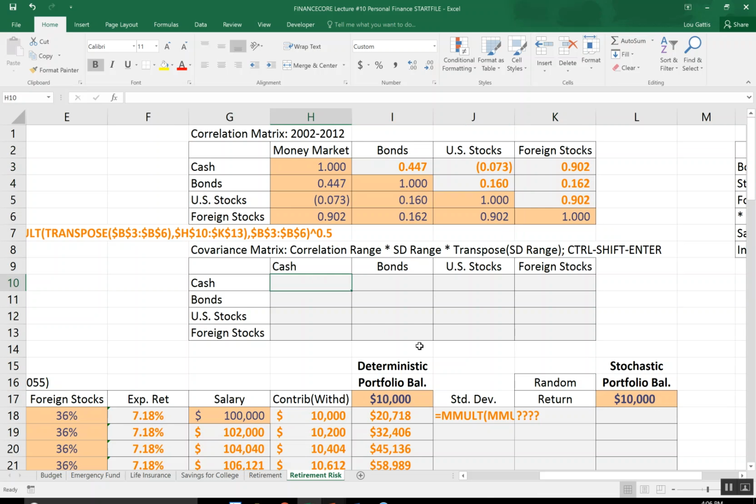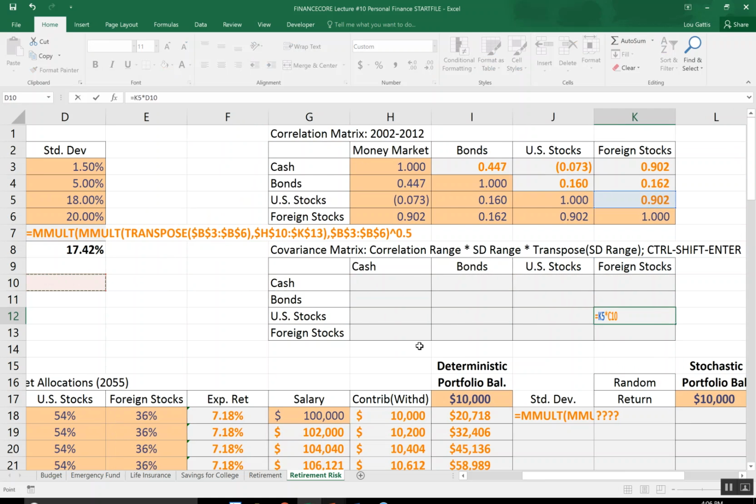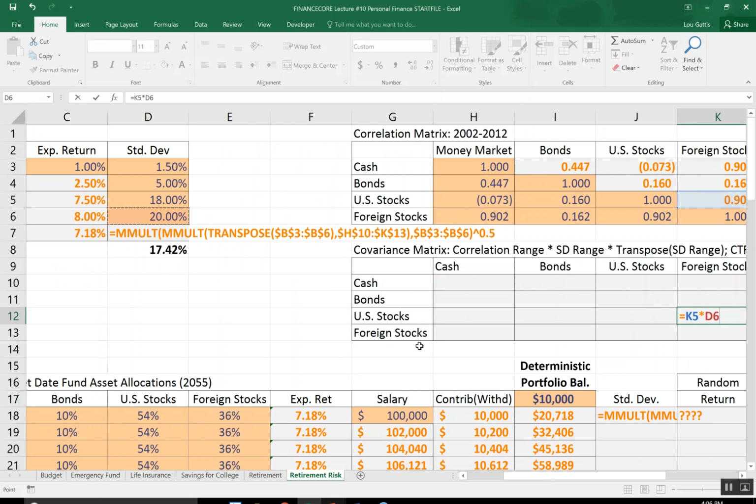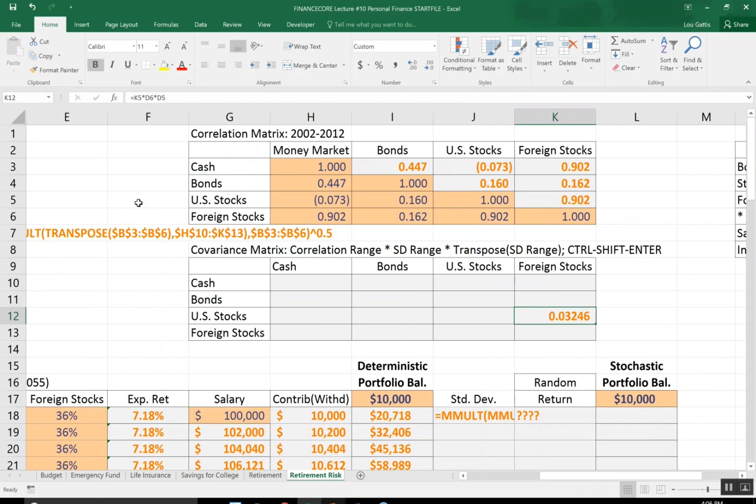Now to calculate a covariance matrix, what I actually need to do is I'll just calculate one for you, say U.S. stocks and foreign stocks. The covariance between U.S. stocks and foreign stocks is going to be the correlation between U.S. stocks and foreign stocks times the standard deviation of foreign stocks times the standard deviation of U.S. stocks. So that would be 0.03246. That's the covariance of foreign stocks and U.S. stocks.